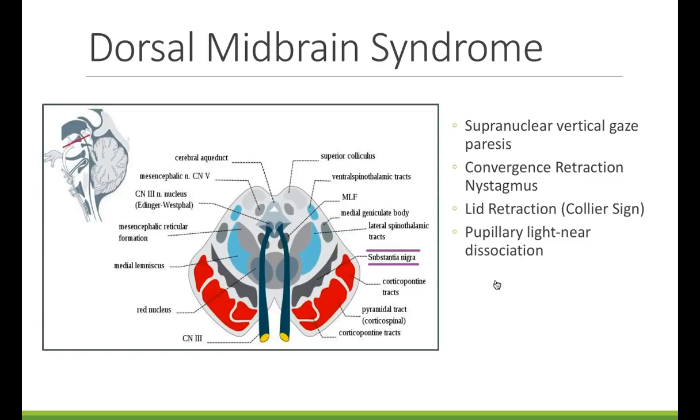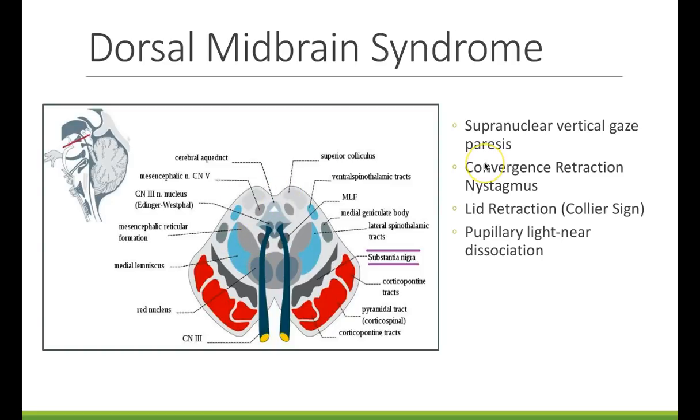Another classic syndrome caused by a defect of the vertical gaze centers is the dorsal midbrain syndrome. And this occurs when there is a lesion that affects the dorsal area of the midbrain. So this is the dorsum, this is the ventral component. And the important structures to note here are the cranial nerve 3 nucleus, the Edinger-Westphal nuclei, which are for pupil involvement, and the superior colliculi here on the edges.